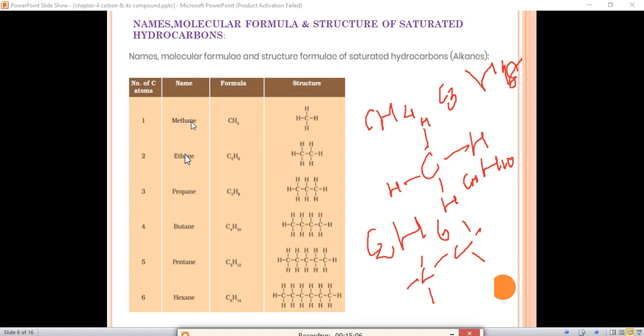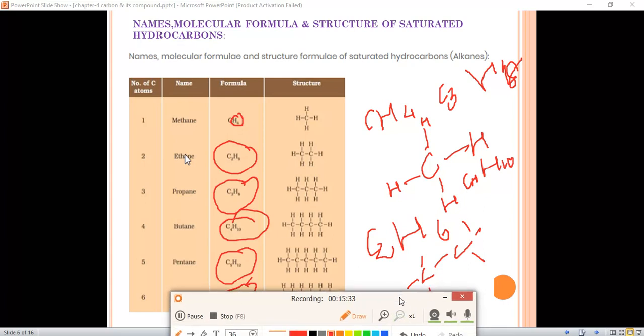So these saturated hydrocarbons' names you should remember, with their formulas and structures. In your exam you can get questions from this table. The formula of methane is CH4, ethane is C2H6, propane is C3H8, butane is C4H10, pentane is C5H12 and hexane is C6H14. Like this you should remember the formulas along with their structures.